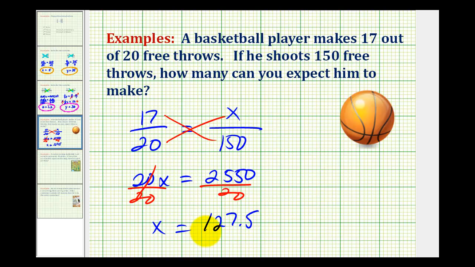Now there's a little bit of a problem with this answer because this represents the number of successful free throws out of 150, and it's not possible to make half of a free throw. So if we round this to the nearest whole number, we could say that x is approximately equal to 128. Or rounded to the nearest free throw, we expect him to make 128 free throws out of the next 150 attempts. Let's take a look at another example.